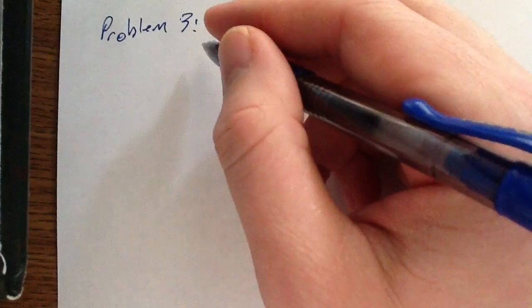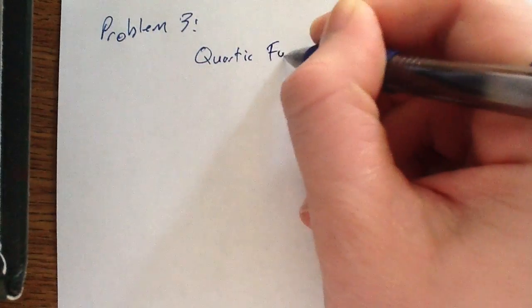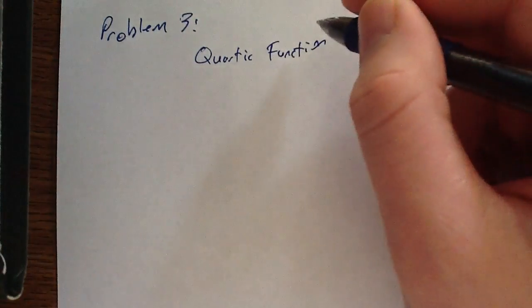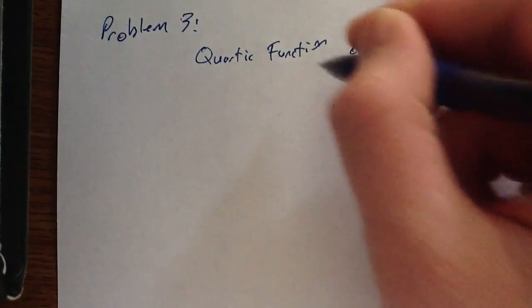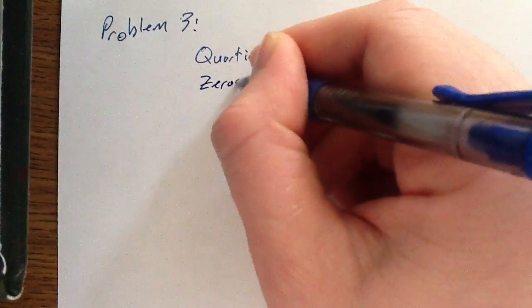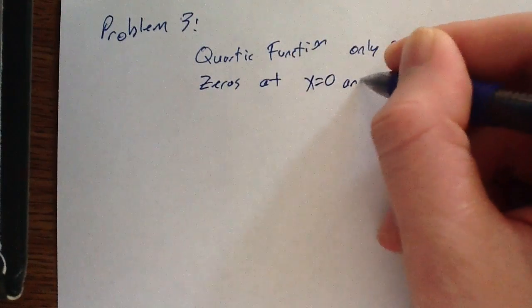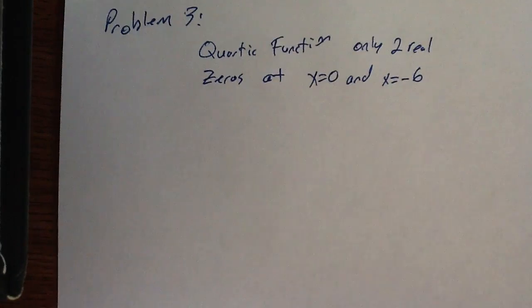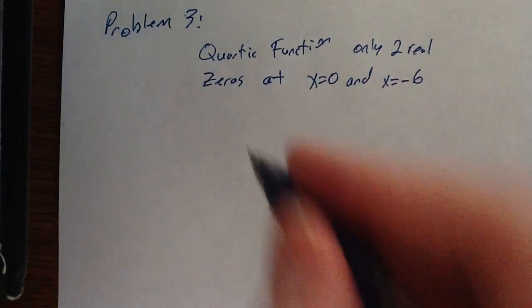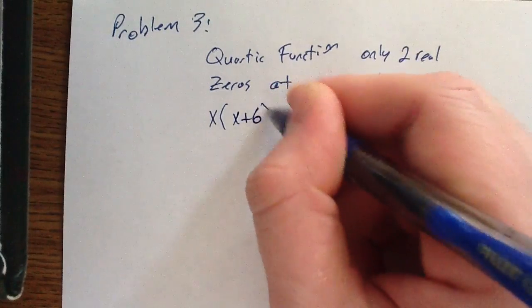Alright, so we want to write a quartic function with only 2 real zeros at x equals 0 and x equals -6. So if those are our roots, we know when we go back to the function, we don't have our conjugate theorem that works here. We're just going to work back when we know that one factor is x, the other factor is going to be x plus 6.